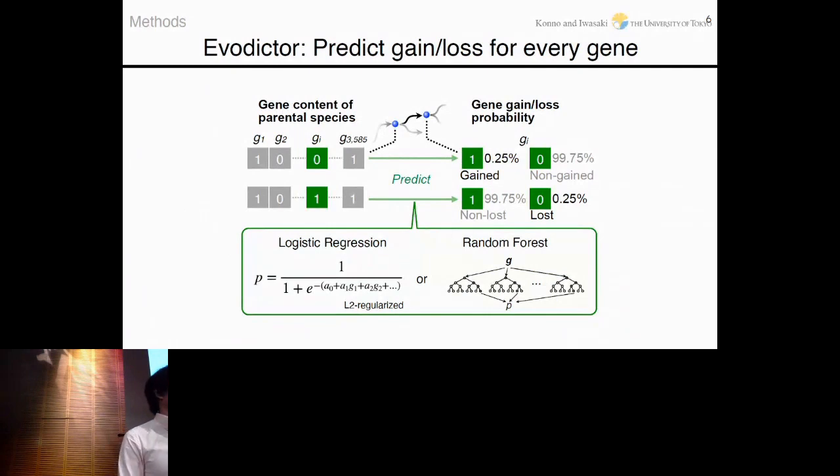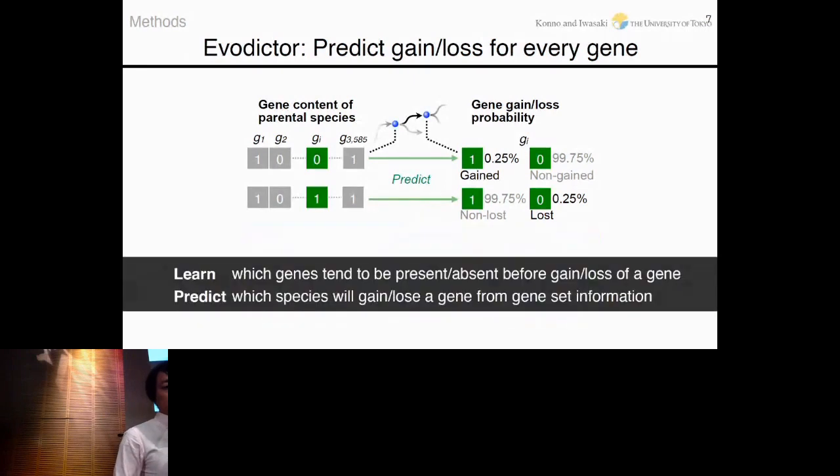So the rationale behind this prediction is that every gene on our genome is not independent. So every gene pair has functional relationship. So absence presence of genes in the ancestral node will be useful for predicting whether each gene will be gained or lost in future evolution. So we learned which genes tend to be absent before gene gain or loss of a gene, and we predicted which species will gain or lose a gene from gene set information.